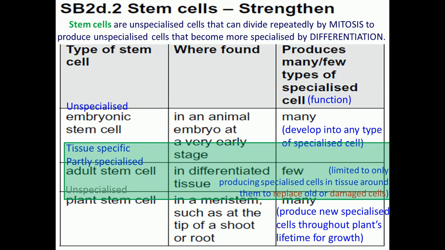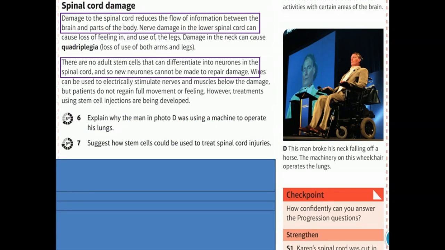Now earlier we said that we could replace damaged cells by using tissue-specific adult stem cells. Unfortunately, there are no tissue-specific adult stem cells that could develop into neurons in the brain. So if the spinal cord gets damaged, that means that you can't replace or repair those neurons that are damaged. However, as we mentioned earlier, maybe we could inject stem cells to replace those damaged cells.